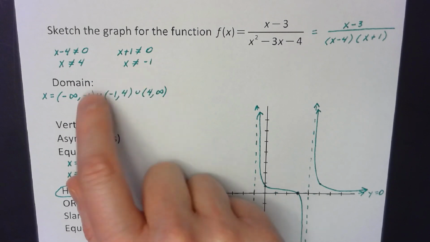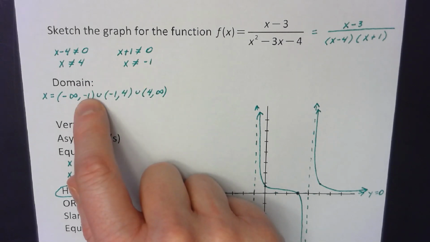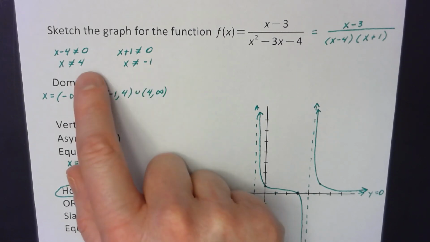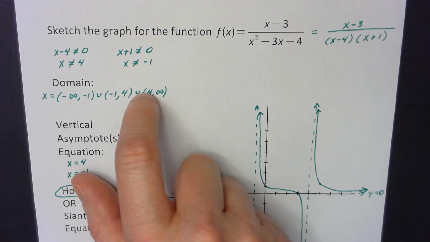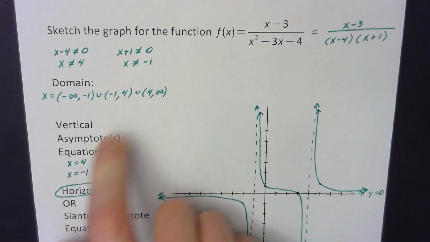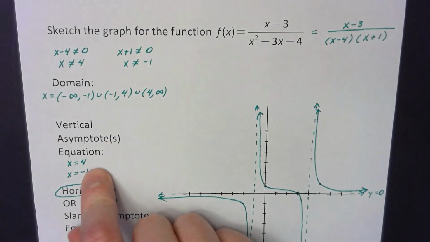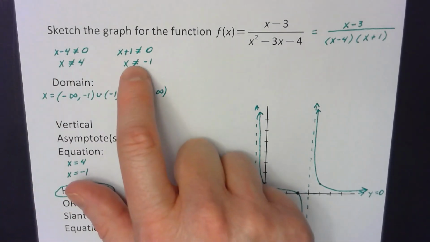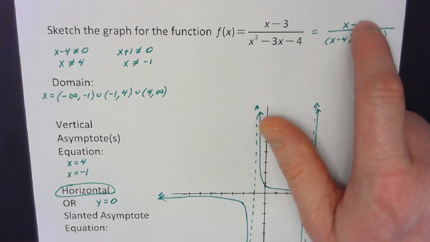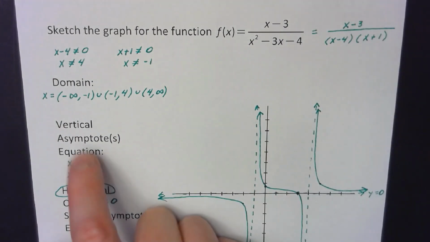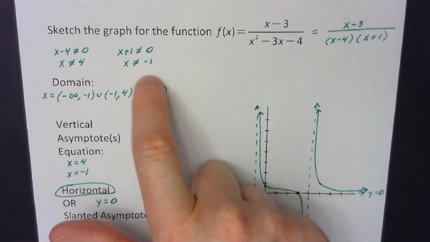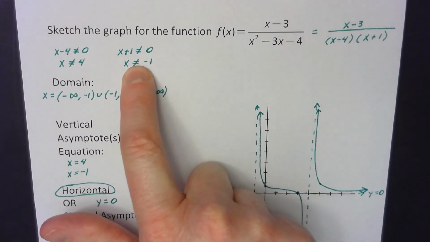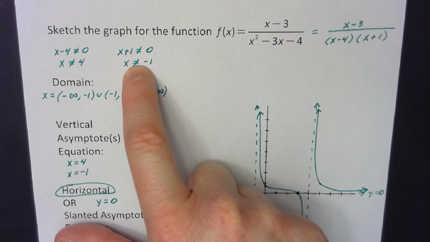X can be any number from negative infinity to negative 1, then any number in between negative 1 and 4, and then union any number after 4, so from 4 to infinity. Now, the vertical asymptote, you just say neither of the factors that caused a domain restriction canceled with the numerator, so both of those lead to a vertical asymptote. I will have a vertical asymptote at x equals 4. I will have a vertical asymptote at x equals negative 1.